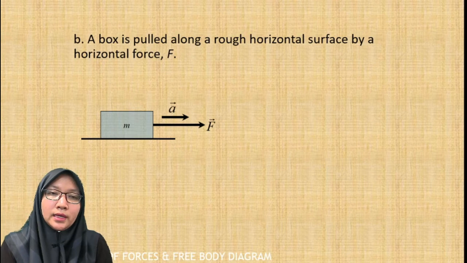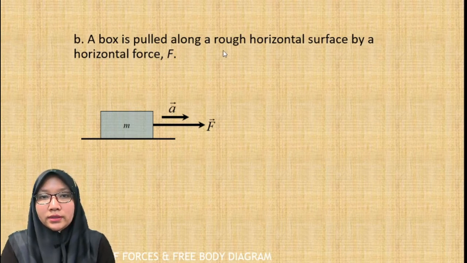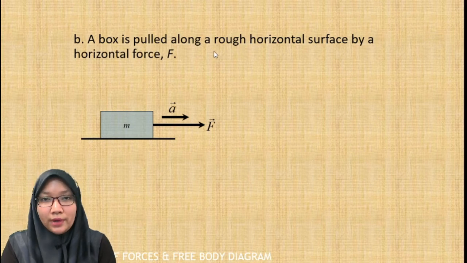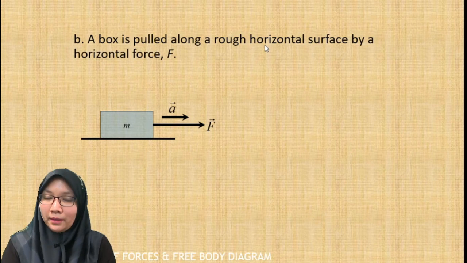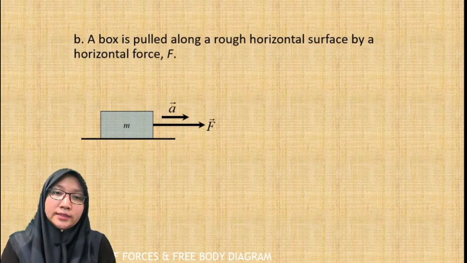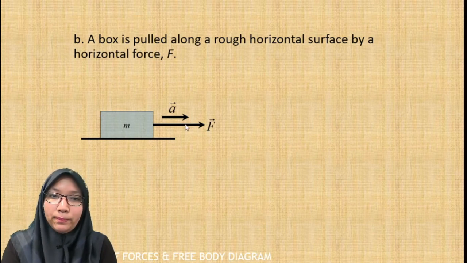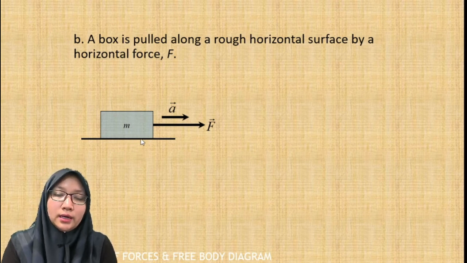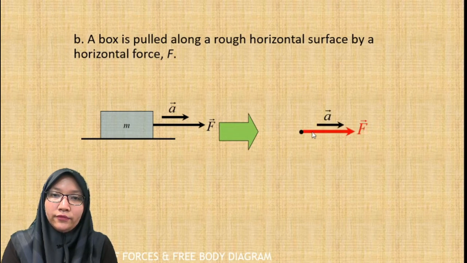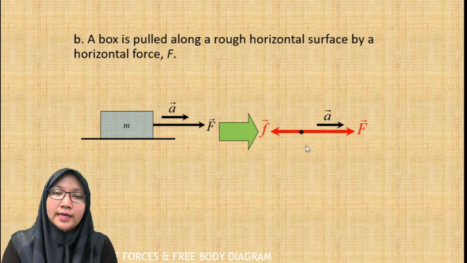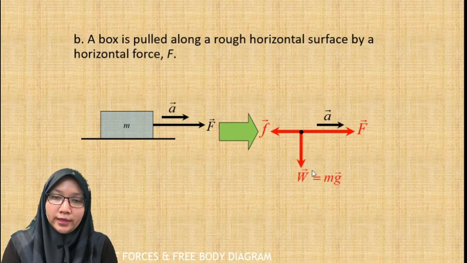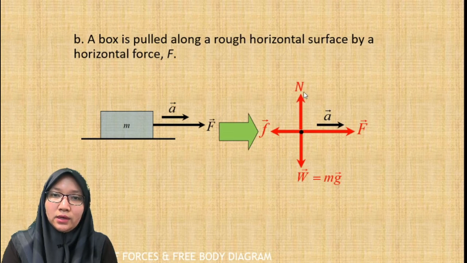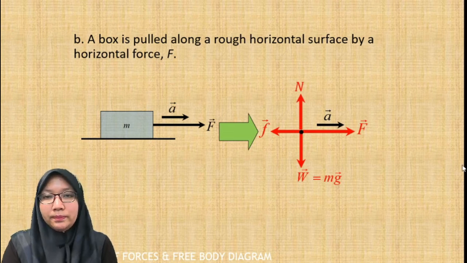The second example, let's say we have a box pulled along a rough horizontal surface. There's a keyword here: rough horizontal surface. So what does it mean? Correct, we have frictional force acting upon the object. So you have the box pulled to this side, and that means there's going to be friction directed opposite the motion. So I have force pulled this way, and I have frictional force in the opposite direction. And as in the previous example, you're going to have weight because you have mass, and you're going to have normal force because it touches the surface of the plane.